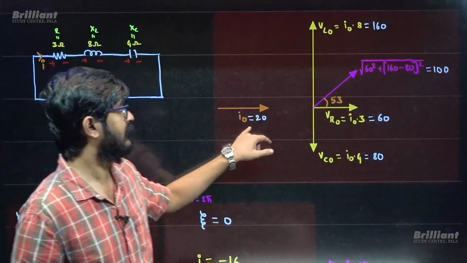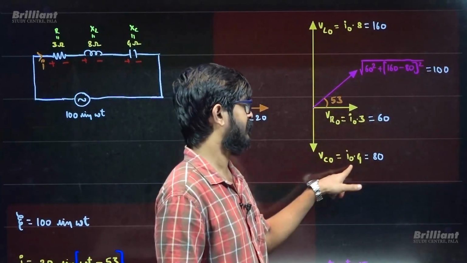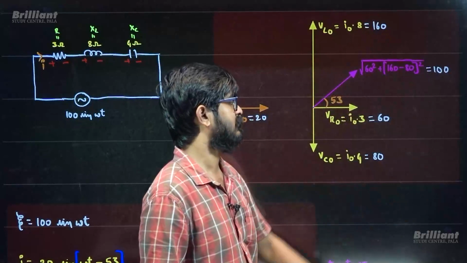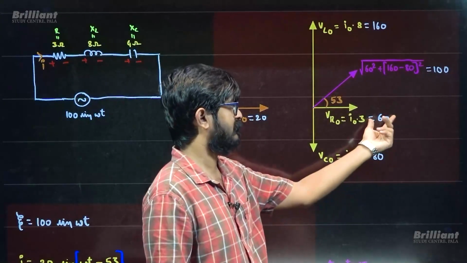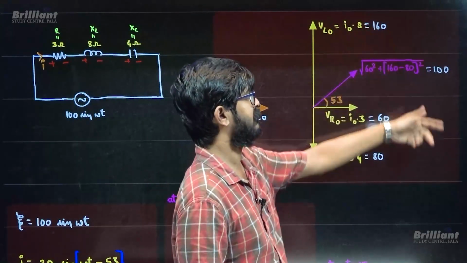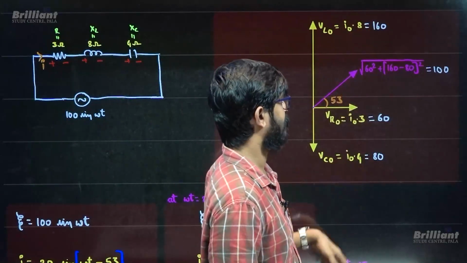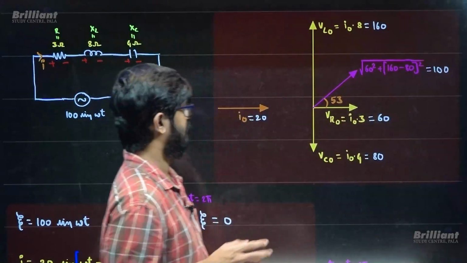Now I naught, I got 20. So I naught into 3 will be 60. I naught into 4 will be 80. This will be 160. So maximum voltage across the capacitor is 80, across the resistor is 60, across the inductor is 160. Now the resultant of these three vectors will give me 100.